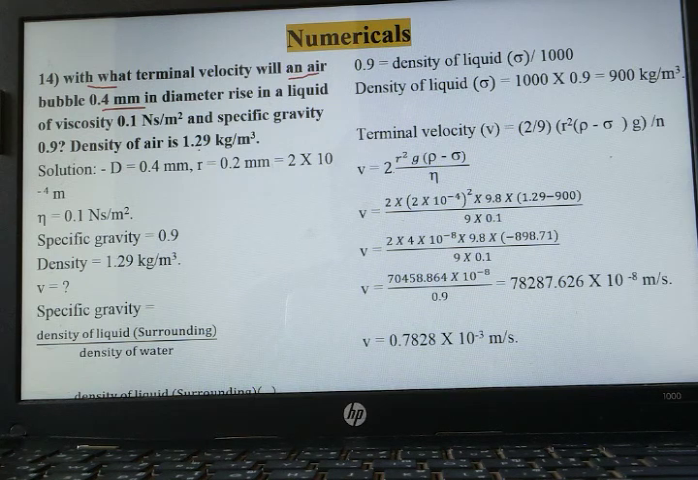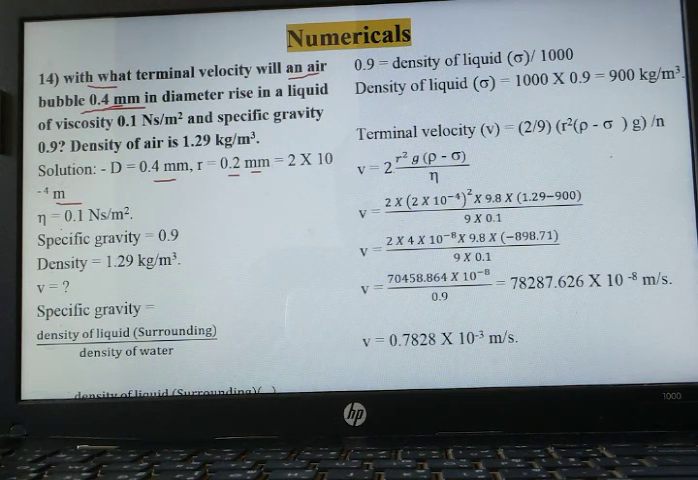Density of air has been given. Okay. First of all, the diameter of the bubble has been given, that is 0.4 mm. We have to convert diameter into radius, so we divide by 2 and get 0.2 mm. And this is in mm. We have to convert mm into meter, so we write 10^-3. To remove this 0.2 also, we make it 2 and adjust the power, so we get 2 × 10^-4 meter.